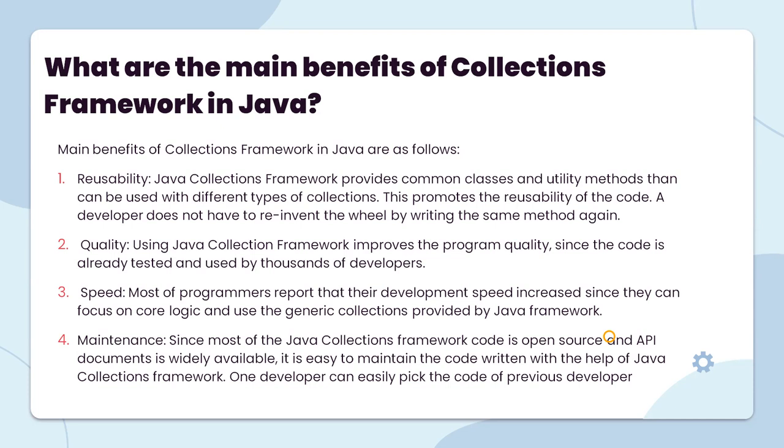Number three is speed. Most programmers report that development speed increases since they can focus on core logic and use the generic collections provided by the Java framework. Fourth, maintenance. Since most of the Java collection framework code is open source and API documentation is widely available, it is easy to maintain code written with the help of the Java collection framework. A developer can easily pick up the code of a previous developer.